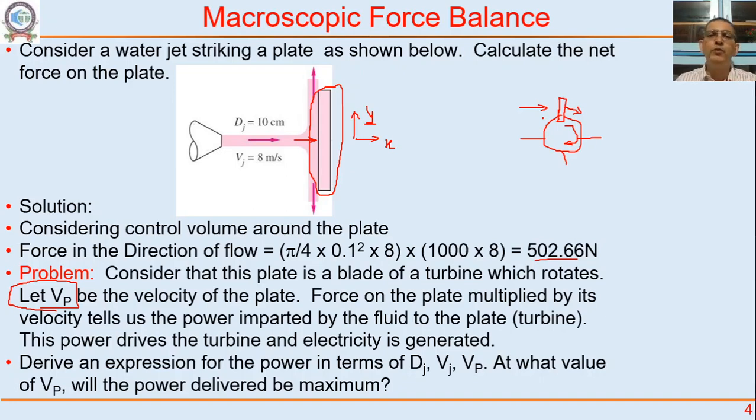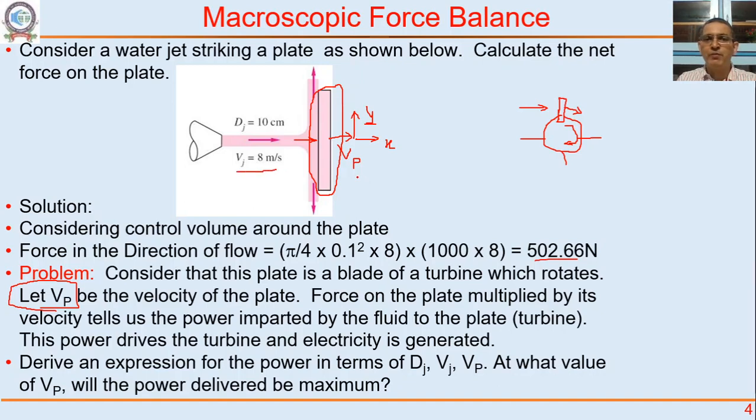So what we would like to do is write an expression for force that is acting on this plate now that this plate is moving with a velocity Vp. Let me just rub this. So this plate is no longer stationary. Let me just write that. So this plate is moving to the right with a velocity Vp now, and the jet velocity is Vj.